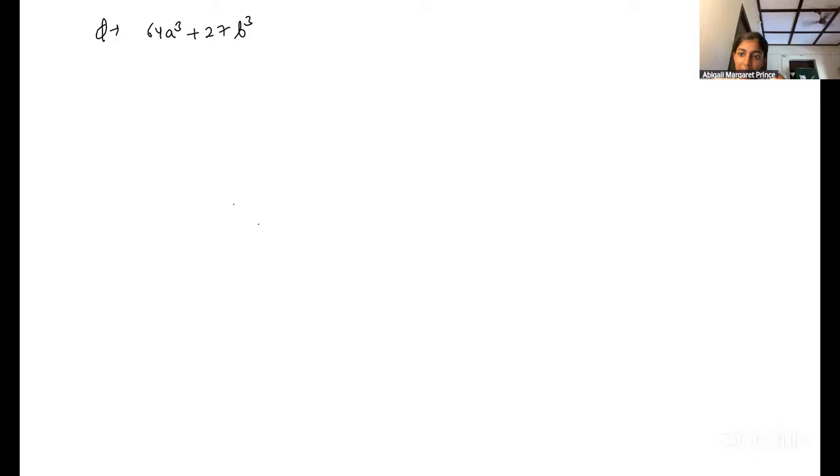Okay. So now the question is 64a cube plus 27b cube. Now I'll ask Abigail, what identity are you seeing in this? What identity can you use in this? Let Abigail speak. Yes, Abigail: a cube plus b cube equals a plus b into a square minus ab plus b square. So Ira, is this correct? I think so. Yes, that's correct, right?